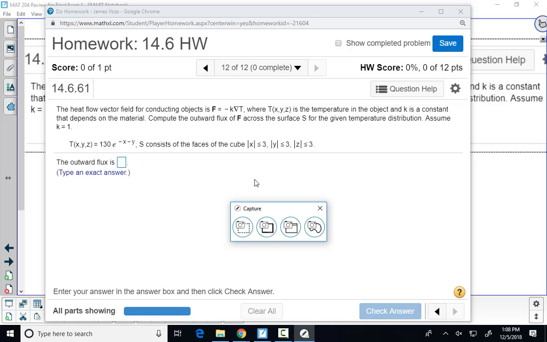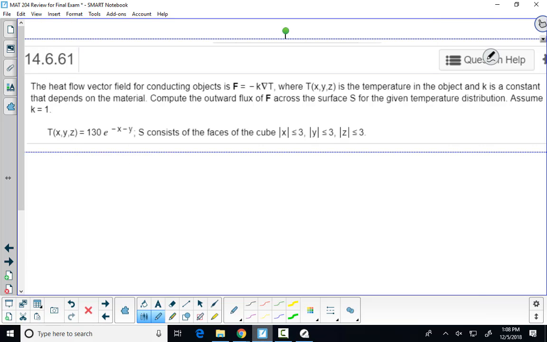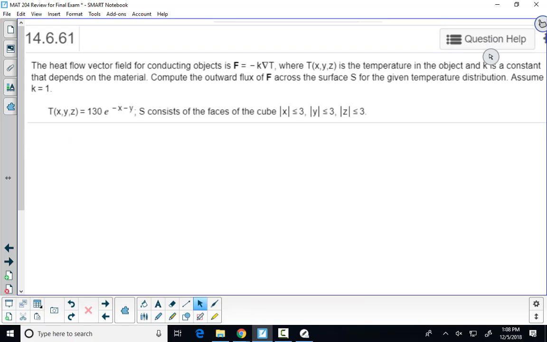Is there a specific issue with this one? It's really long, yeah.